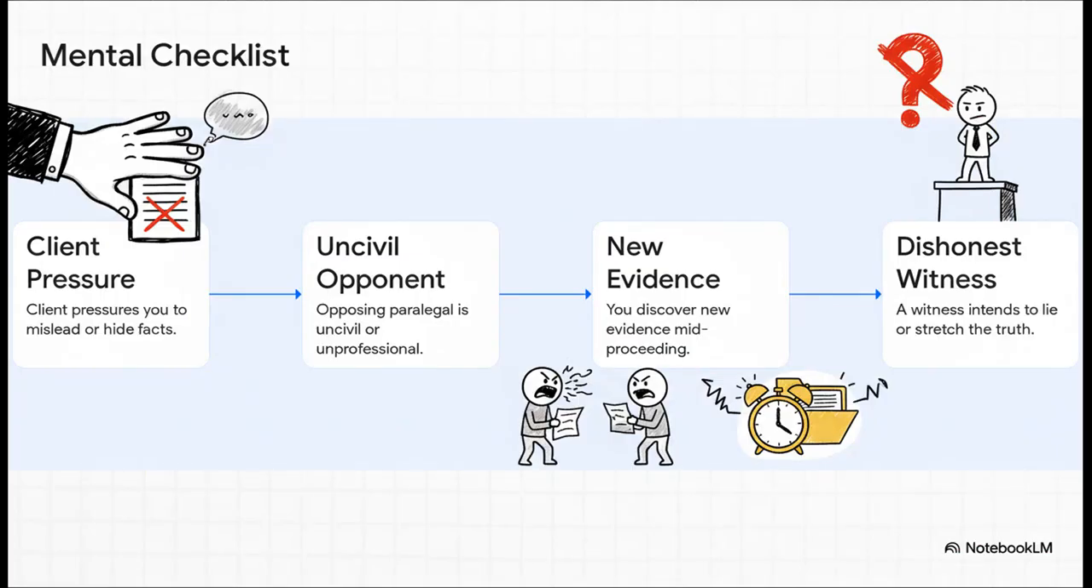Your client says, hey, let's not tell them about that document. Boom, that's trigger number 1. The paralegal on the other side is yelling or being totally rude in an email. That's trigger 2. You get a surprise piece of evidence the night before a hearing. Trigger 3. Your main witness pulls you aside and says they're going to embellish the story a little bit on the stand. Whoa, that is a massive red flag, and that's trigger number 4. You see these things, you immediately think Chapter 12.